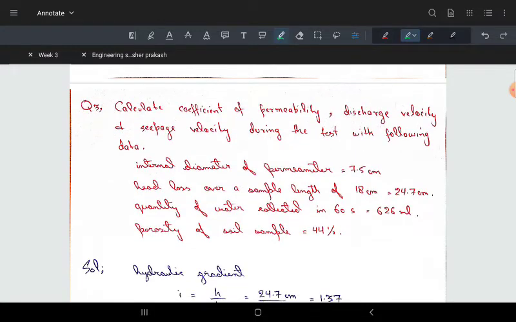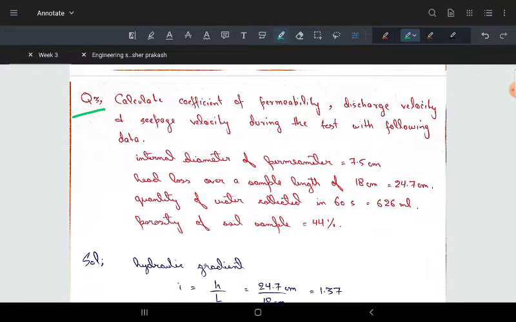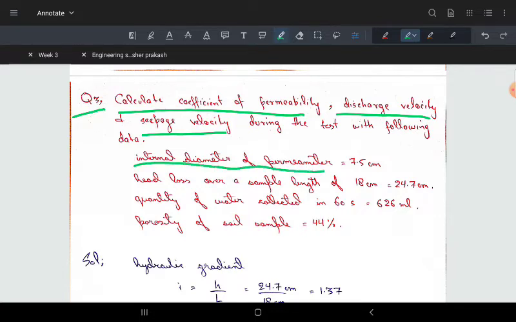This third question is also based on the permeability of the soil. Calculate the coefficient of permeability, discharge velocity, and seepage velocity during the test with the following data. Internal diameter of permeameter is equal to 7.5 centimeter. Head loss over the sample length of 18 centimeter is equal to 24.7 centimeter. Quantity of water collected in 60 seconds is equal to 626 ml. Also, the porosity of the soil sample is given as 44%.